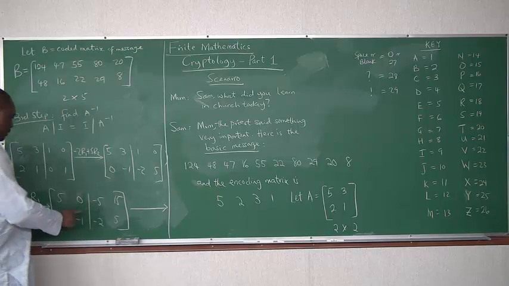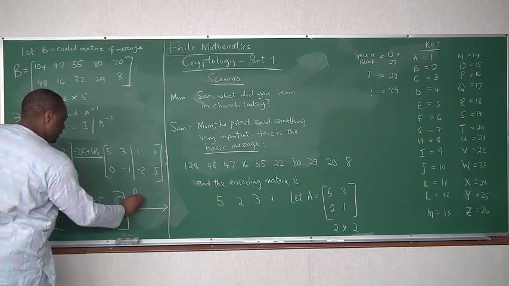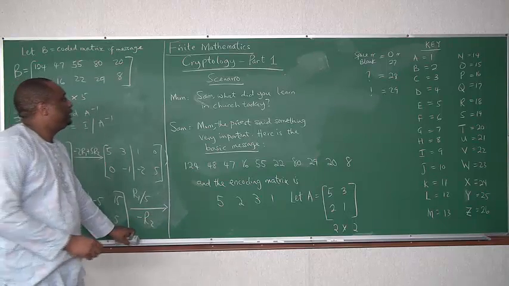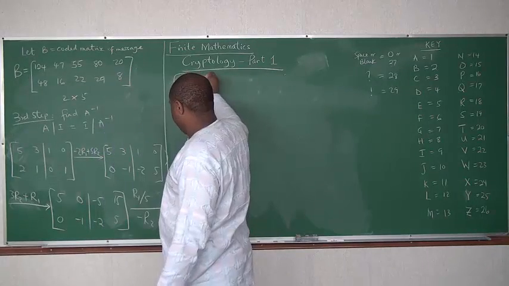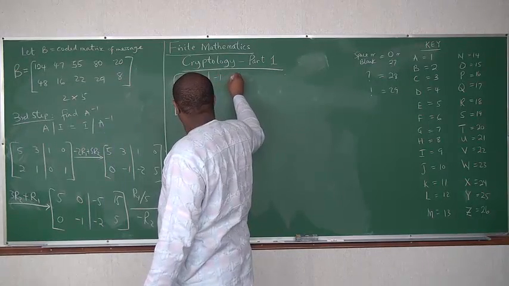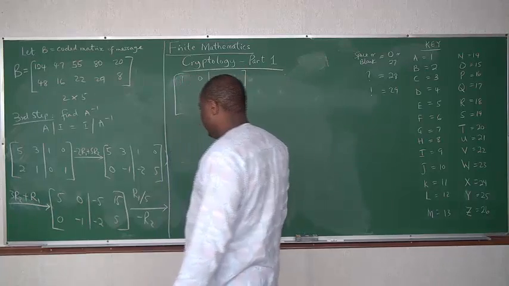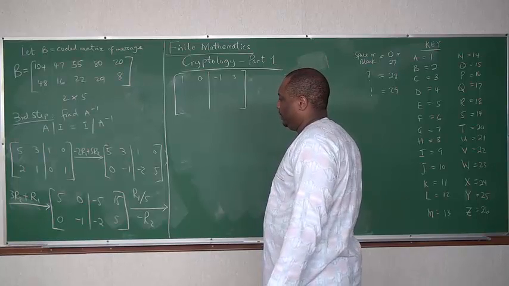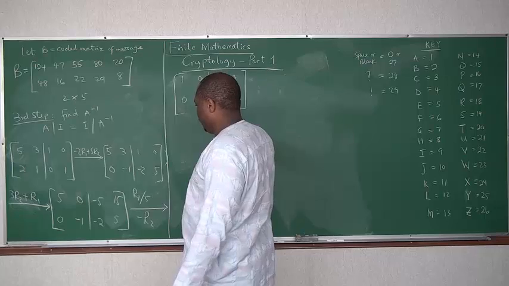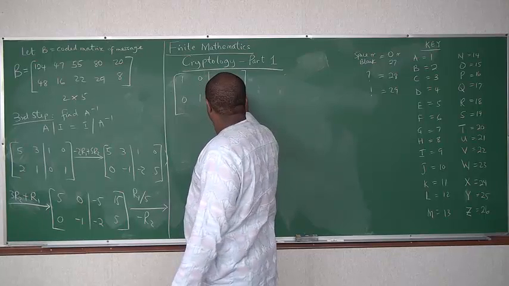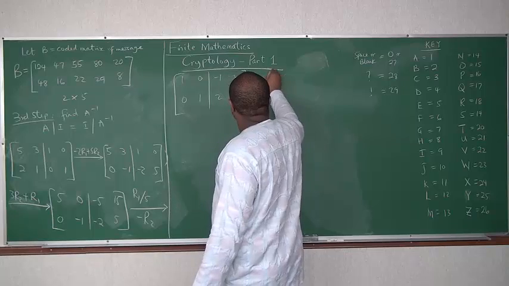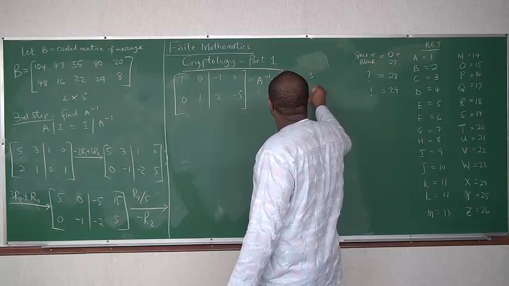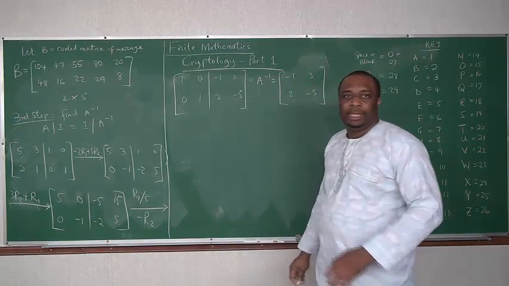This is R1 divided by 5, and then negative R2. So what we got now is 1, 0, negative 1, 3, and then we have 0, 1, 2, and negative 5. So our A inverse, what is our A inverse? Our A inverse is negative 1, 2, 3, and negative 5. That is our A inverse.